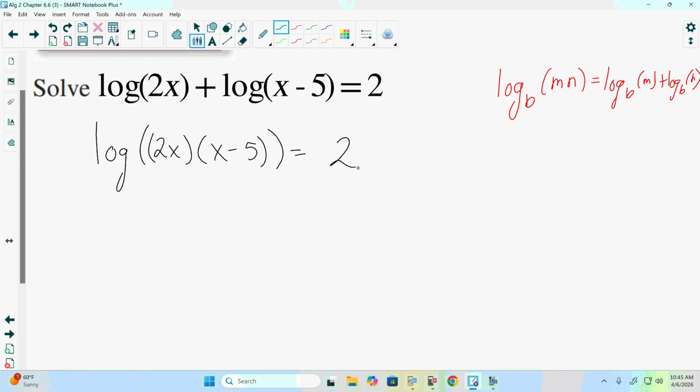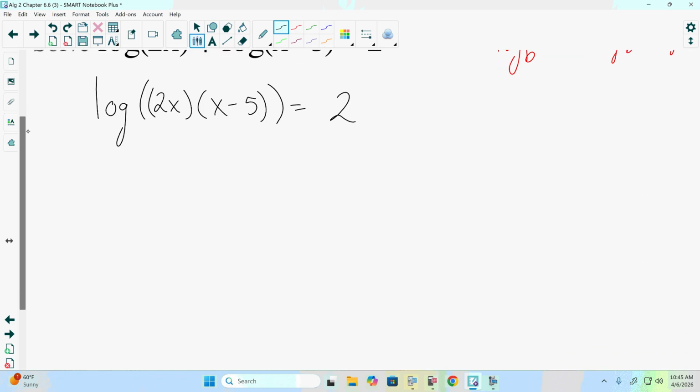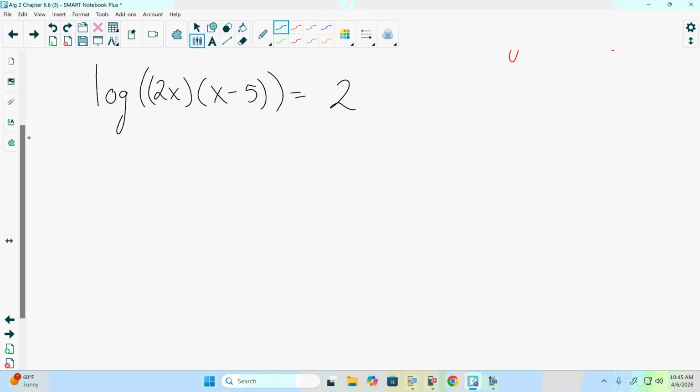So our log of 2x and log of x minus 5 can be rewritten as log of 2x times x minus 5. Because for us to be able to use the steps that we did on Friday, or really Thursday, to work this out, we need one log. So being able to rewrite log of 2x plus log of x minus 5 as log of 2x times x minus 5 makes this a whole lot nicer to work with. Questions on this first part?